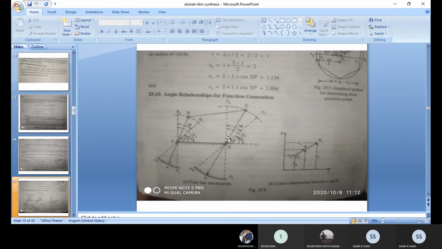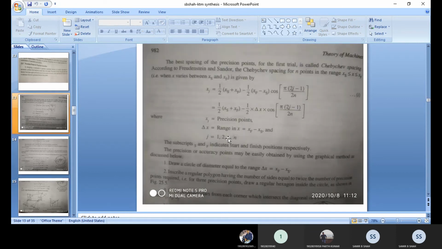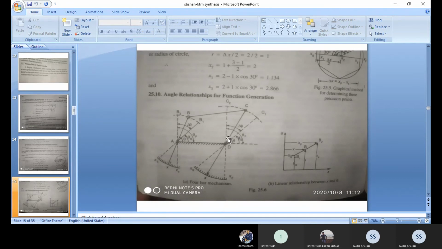Now, this is the Chebyshev spacing equation. Based on that equation, I can define the equation for the angle. You can see here the four-bar chain mechanism is given to us, that is ABCD. In ABCD, AD is already fixed, as we know very well from the figure. AB is at theta angle. This is the actual position of AB. While AB is at theta angle, at the same time CD is at phi angle. And B is connected with C. So I am getting the ABCD mechanism where AD is the fixed length.